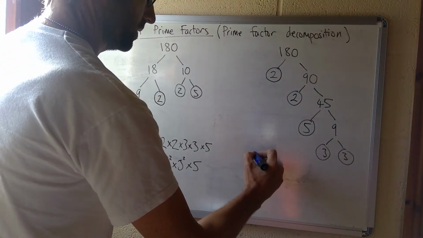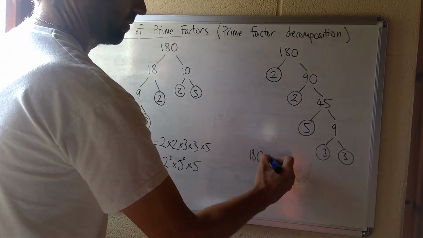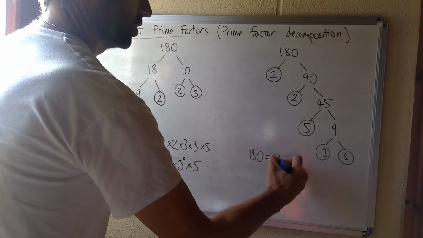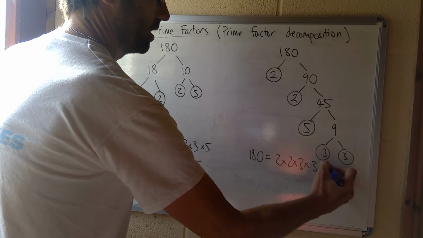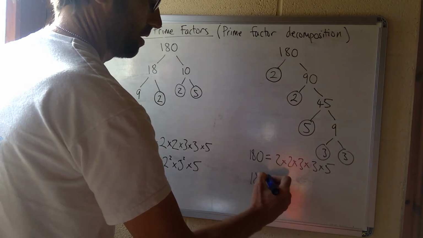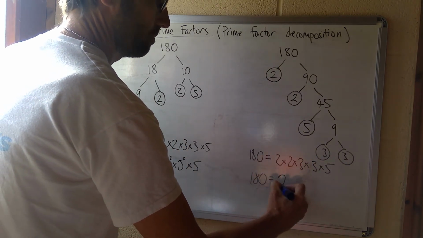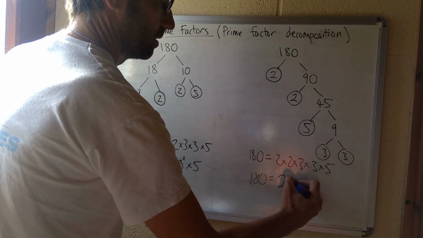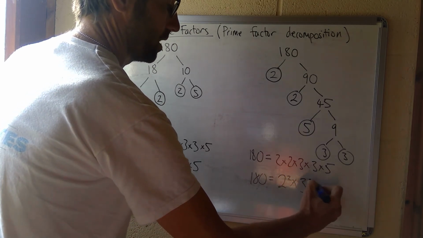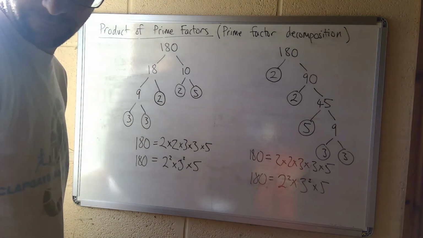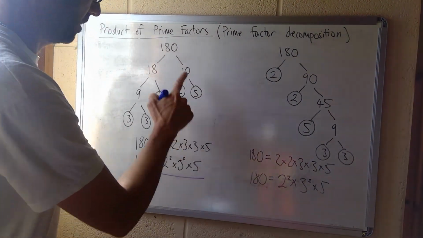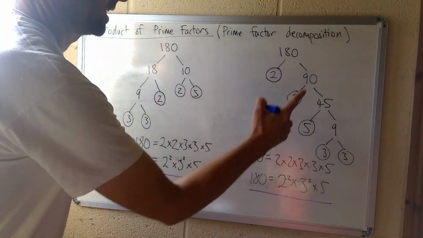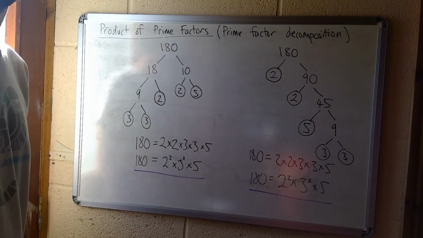When I look at these numbers now, writing it as a product of primes, 180 equals 2 times 2 times 3 times 3 times 5. Writing it in index form, 2 squared multiplied by 3 squared multiplied by 5. And what we see, of course, is that the first way and the second way give us exactly the same result.